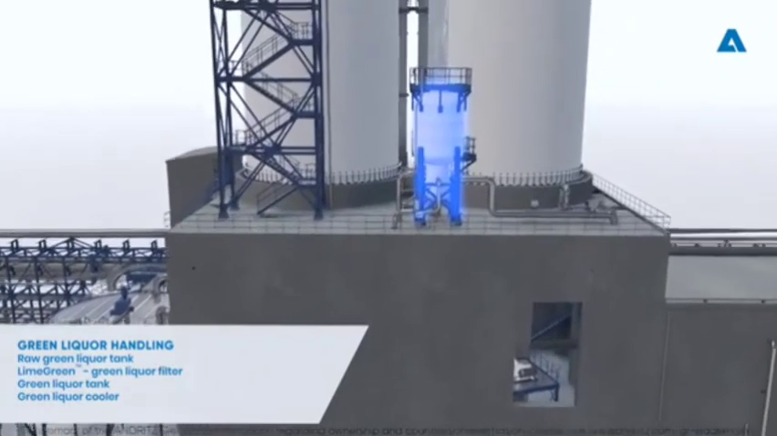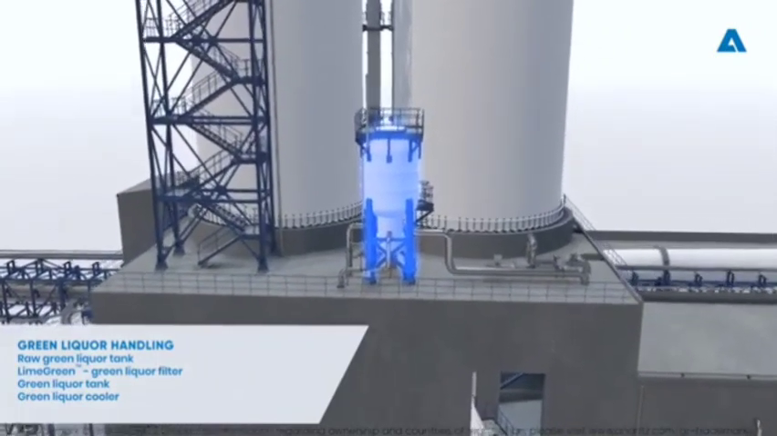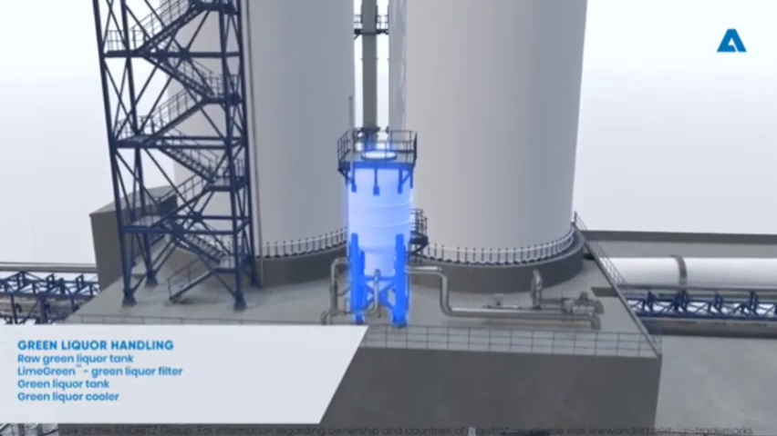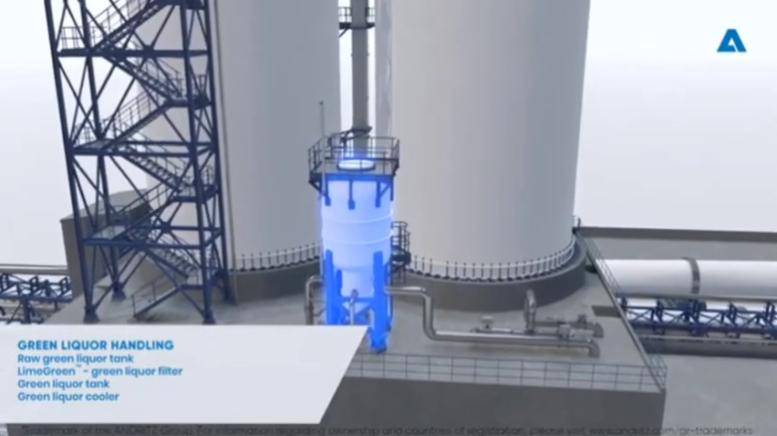Green liquor temperature must be reduced in most mills prior to the recausticizing. This is done in the green liquor cooler, which is a combination of an expansion vessel and a heat exchanger, both operating under slight vacuum.